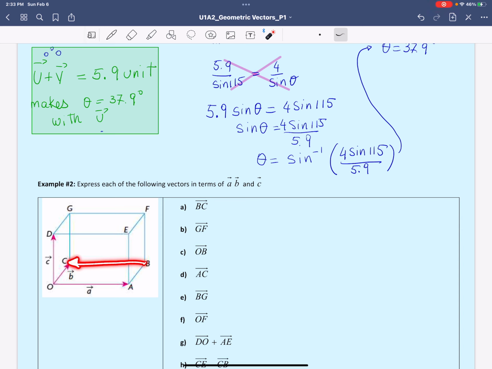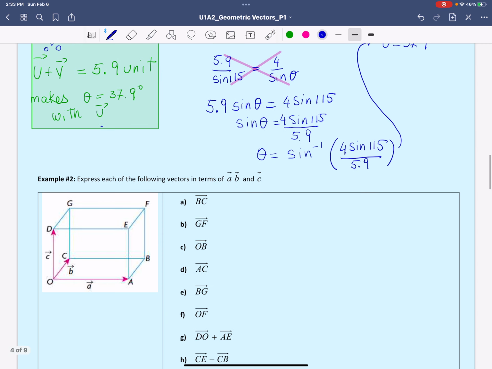As you can see, vector A seems to be the same length because there are two parallel sides of the base of a rectangular base prism, but it goes in the opposite direction. So I would say that BC is the opposite of vector A, so negative A. Vector GF starts at G and ends at F. As you can see, GF would be the same as OA, so that would be equal to exactly A.